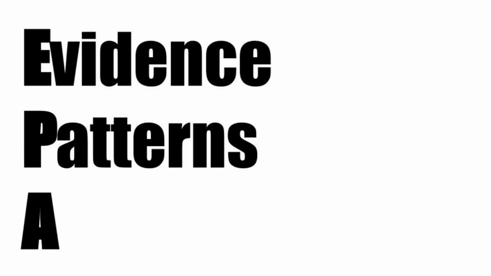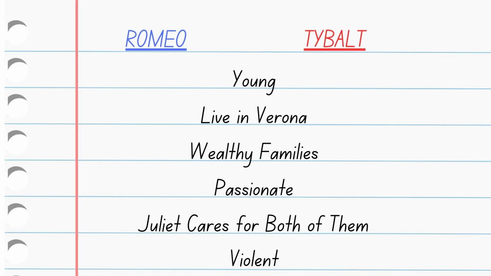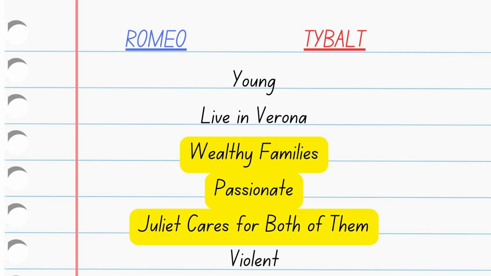So now that we've gotten our evidence though, we move into the P portion of the EPA method, which is look for patterns. Now what I mean by patterns is different sections of evidence that you can group together to eventually lead you to an argument. And the sections I want to look at, just looking at this evidence here, is come from well-off families, passionate, Juliet cares for both of them, and they're violent.